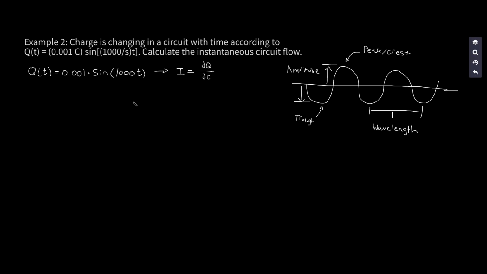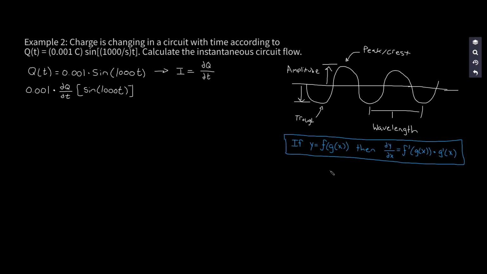Now this is a chain rule situation, because we can rewrite this to make it a bit more clear. Now we can see that this is a composite function. Just note that I factored out the 0.001. The chain rule can be written as follows: if y equals f of g of x, a composite function, then the change of y with respect to x equals f prime of g of x times g prime of x.